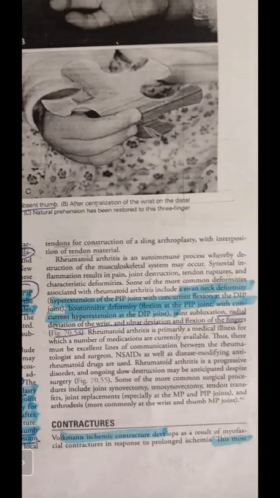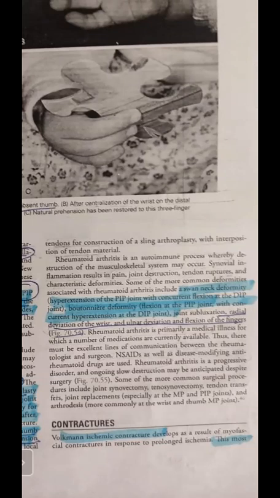Okay. Then joint subluxation, radial deviation. This has been asked, and ulnar deviation and flexion of the fingers. So the wrist will go for radial deviation. Okay. So fingers will go for ulnar deviation. This is an important point in rheumatoid arthritis. That's it. Next, coming to the contracture.